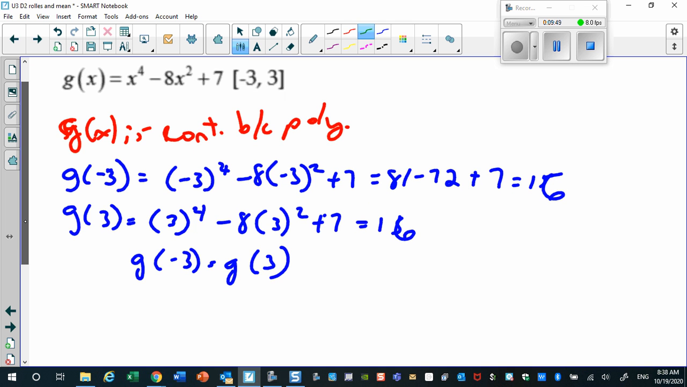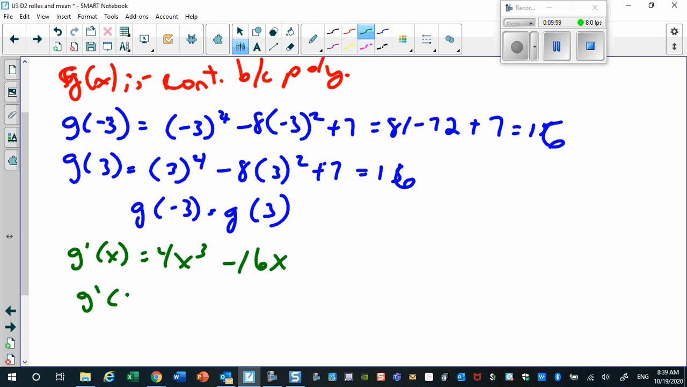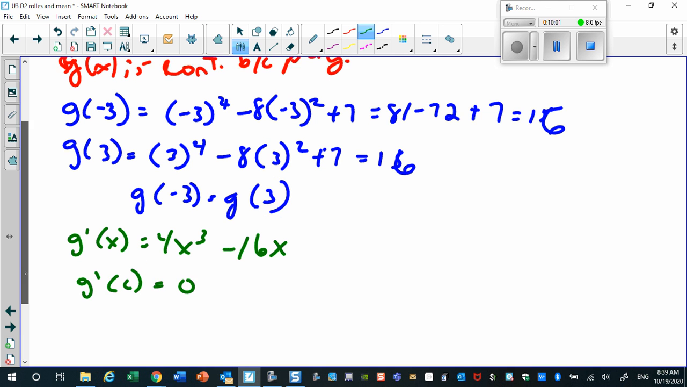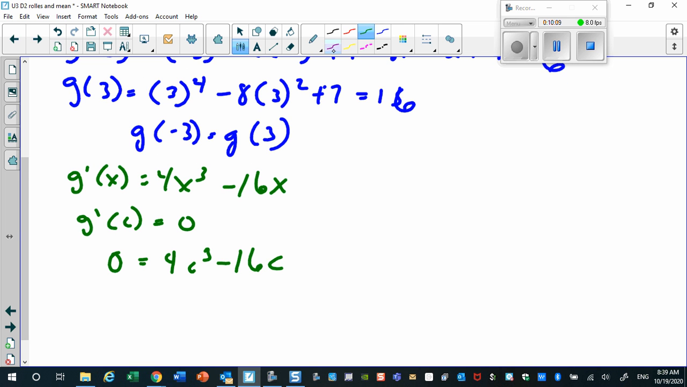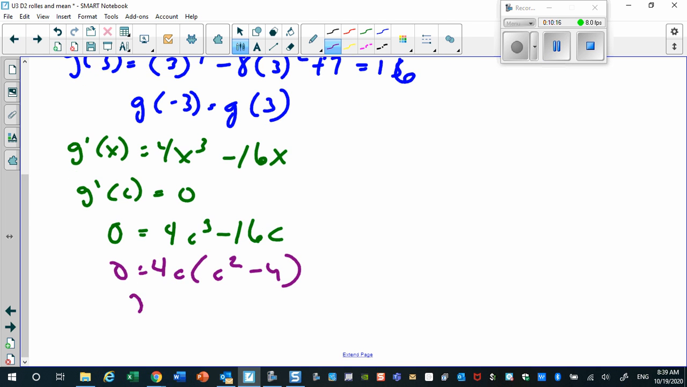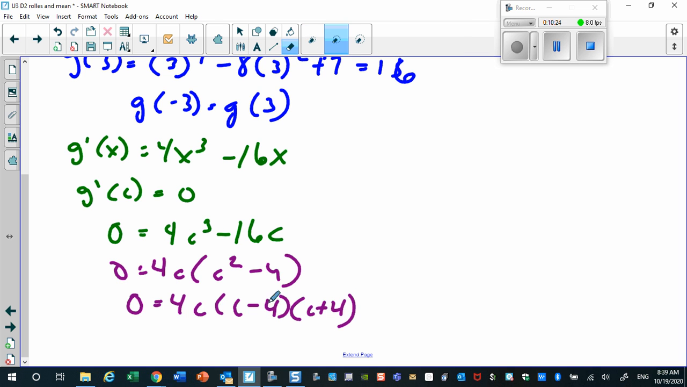And so now I'm going to talk about what g prime of x is. G prime of x is 4x cubed minus 16x. I'm going to say that g prime of c has to equal 0. So that means that 0 is going to equal 4c cubed minus 16c. I need to solve this. They have a 4c in common. 4c times c squared minus 4. You can factor this. Or that's not plus minus 4, it's plus minus 2.